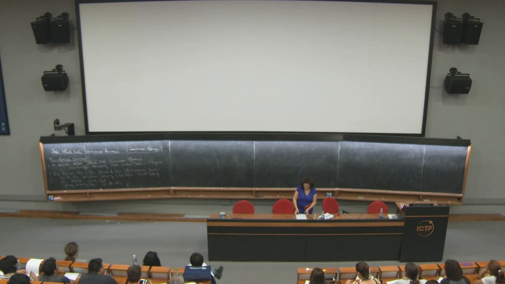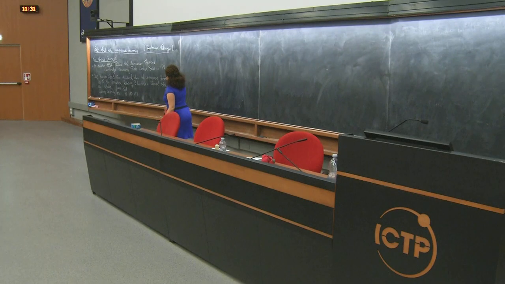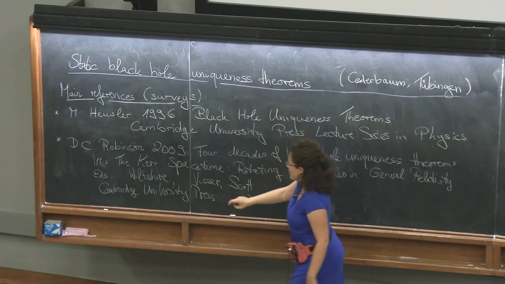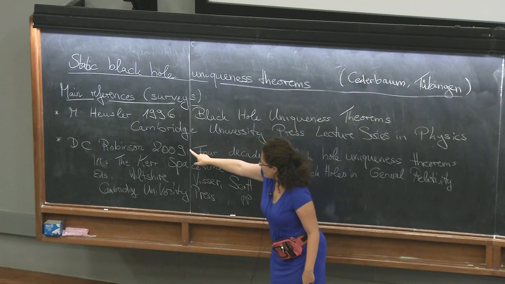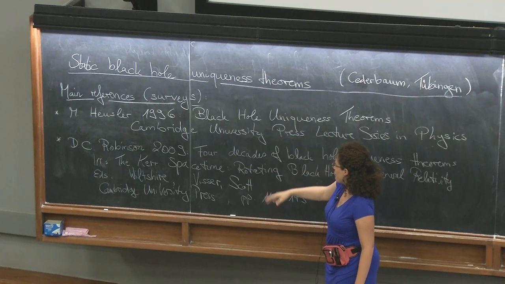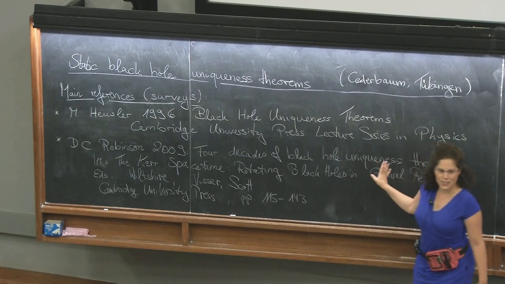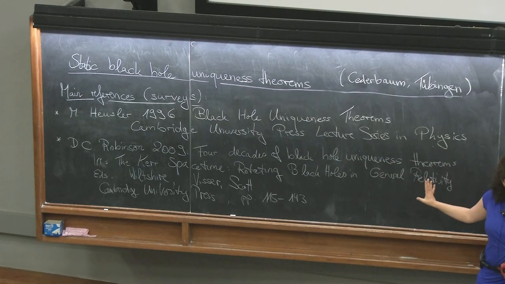Okay? The topic I'll be speaking about sounds rather old. If you look at the second, these are the main references. I wrote them down already. The overview book is from 1996, and then the next overview article is celebrating four decades of black hole uniqueness theorems. So they're an old topic.